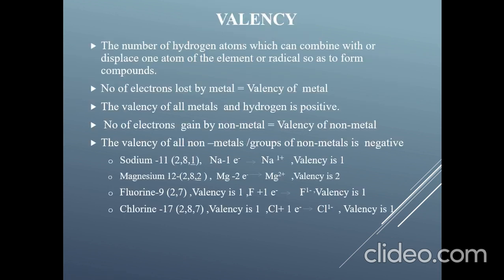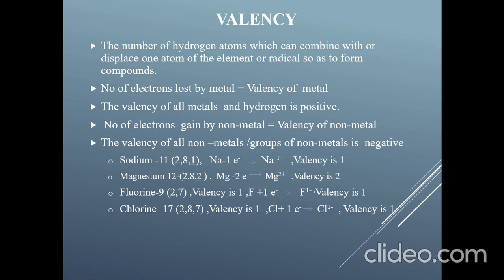Now let us study about valency. What is valency? The number of hydrogen atoms which can combine with or displace one atom of an element or radical so as to form a compound. So in valency we come to know how many hydrogen atoms it is combined with.